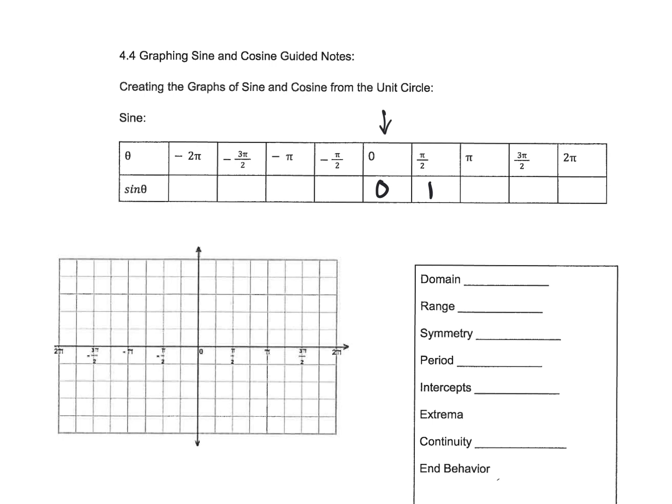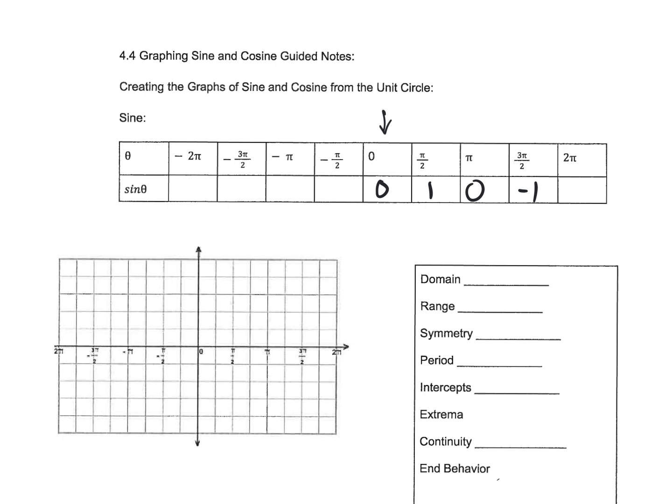I'm trying to picture this in my head. So for you, it would have been starting at 0, pi over 2, pi. So we're now at pi. What's the value of sine at pi? 0. Okay, now we're at the bottom. What's the value of sine at 3 pi over 2? -1. And now we're back to where we started.